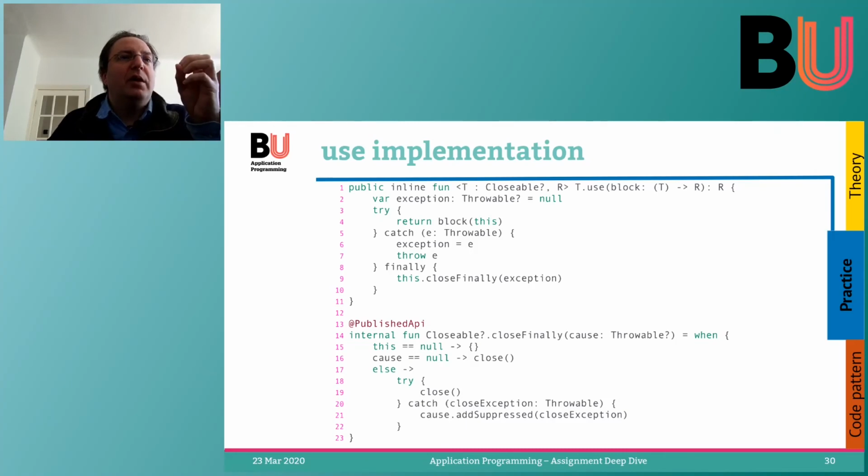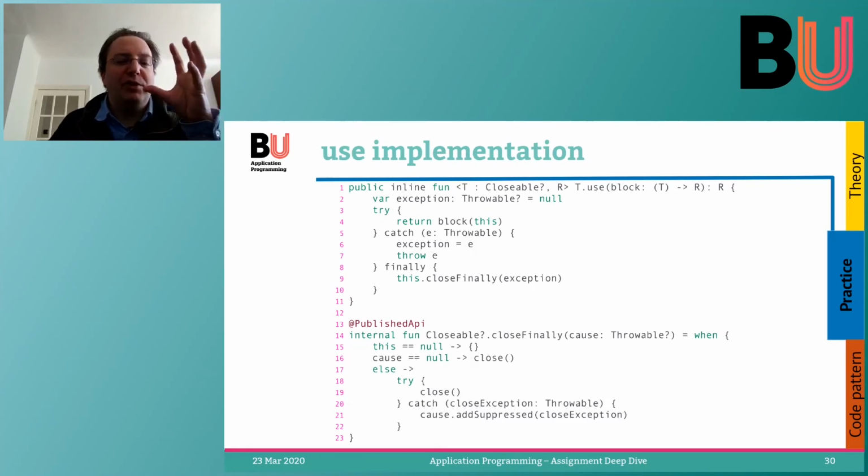We also store an exception that has been thrown. So it's a bit tricky. The standard thing is just return the block, and then finally close the closable, the object that we're trying to automatically close. We need to use finally here because this inline function could have a non-local return.